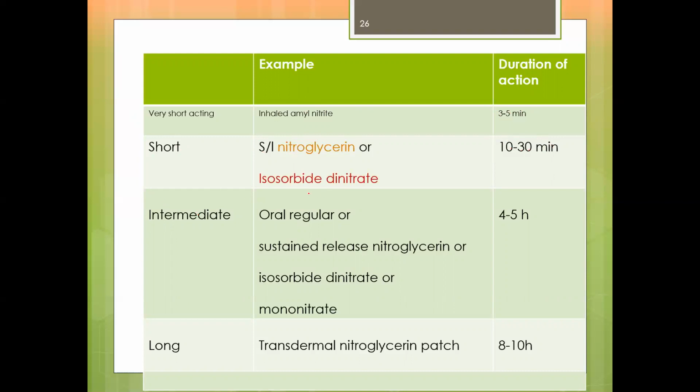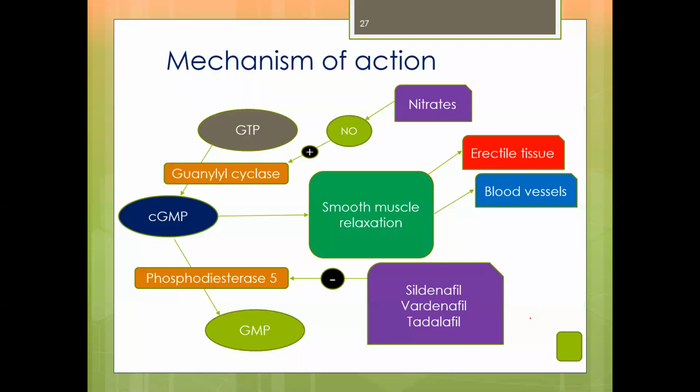Intermediate: oral, regular, or sustained release SR nitroglycerin, or isosorbide dinitrate or mononitrate. Okay, this one acts for about 4 to 5 hours. So usually it tends to be given about 3 times a day. Long-acting nitrates, transdermal nitroglycerin patch. It acts for about 8 to 10 hours.